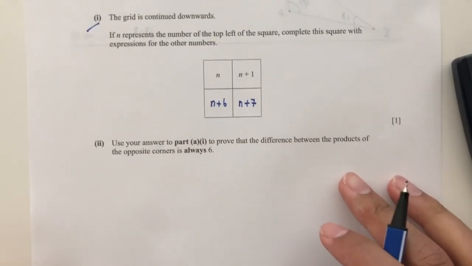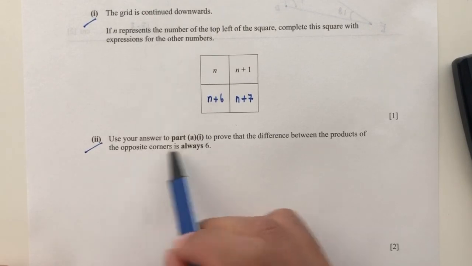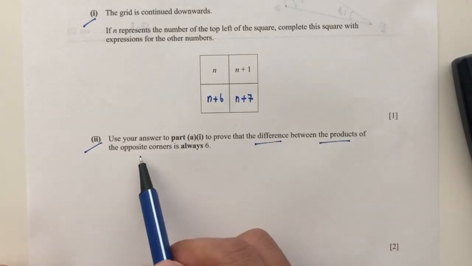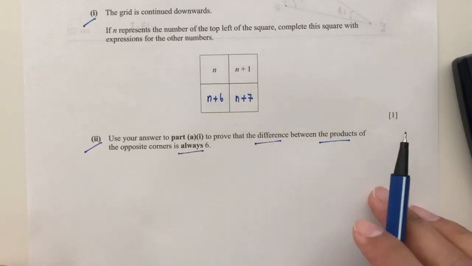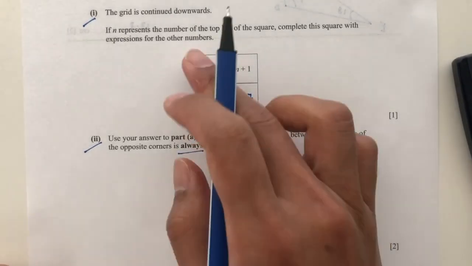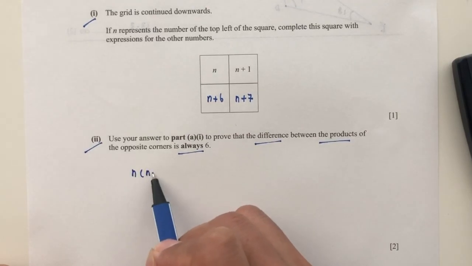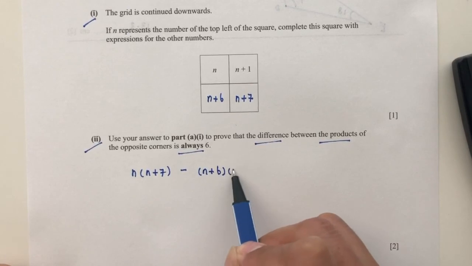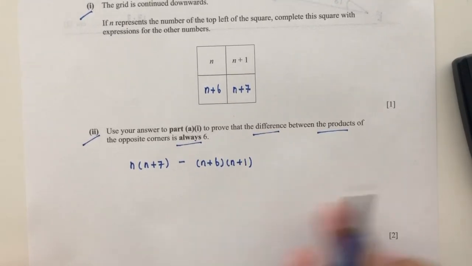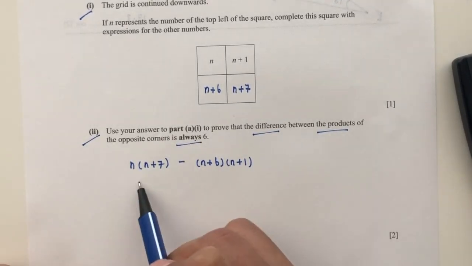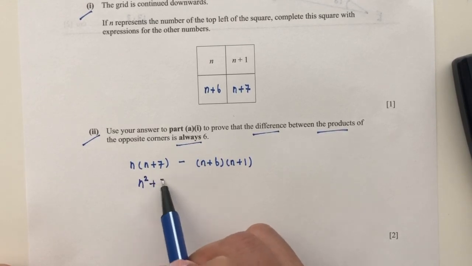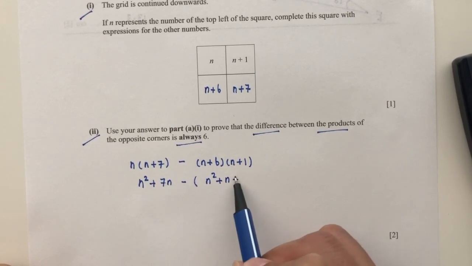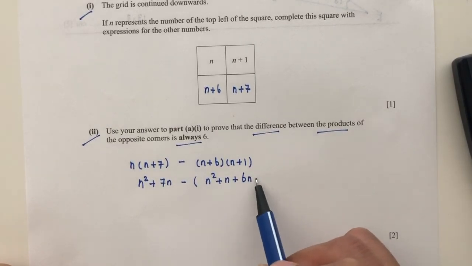Right. Now for part 2, use your answer to part 1a to prove that the difference between the products of the corners is always 6. So let's do it. So this n times n plus 7 minus n plus 6 times n plus 1 needs to give you 6. Let's do this. So this will be n squared plus 7n minus, that will be n squared plus n plus 6n plus 6.